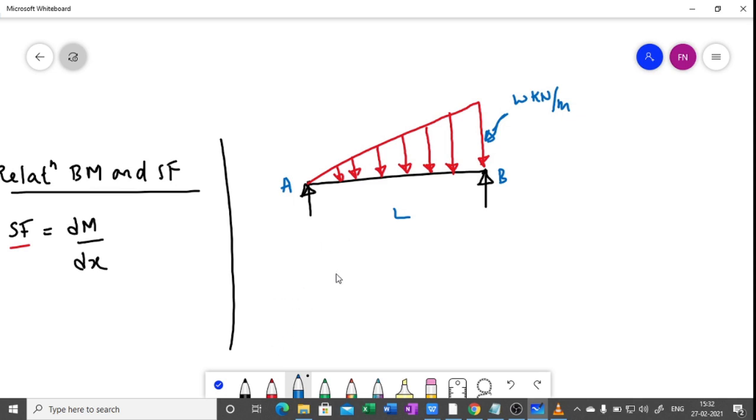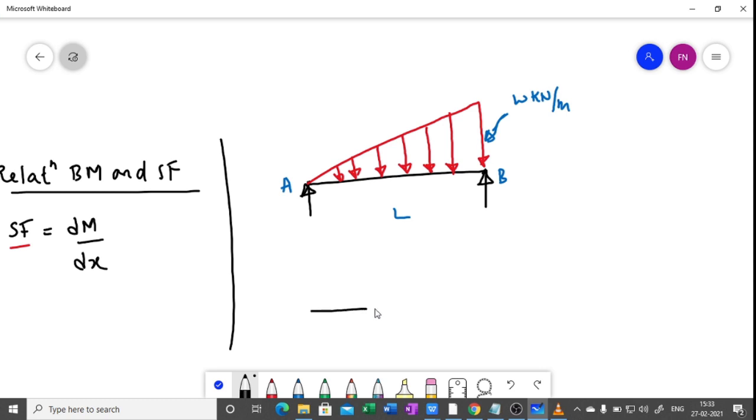Now we will try to understand the other nature of the bending moment diagram, and that is cubic. The cubic bending moment diagram is drawn when a beam is subjected to UVL, uniformly varying load. Here I have taken a simply supported beam subjected to UVL. At A the intensity of load is 0 and it is increasing linearly, and the maximum load is at B. At B the intensity of load is w kilonewton per meter.